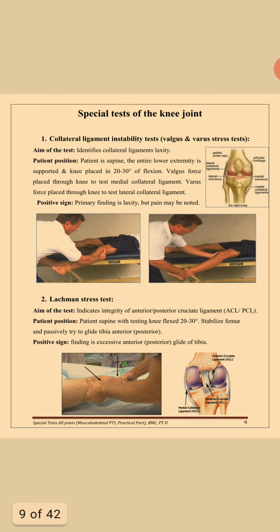Special tests for knee joint. Collateral ligament instability test. Valgus and varus test. Aim of the test: identifies collateral ligaments laxity. Patient position: patient is supine. The entire lower extremity is supported and knee placed in 20 to 30 degrees of flexion.